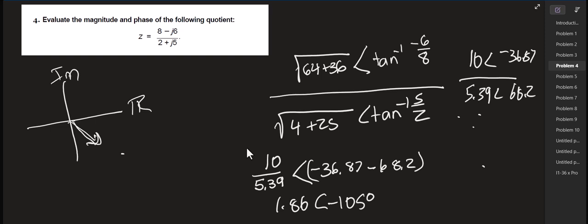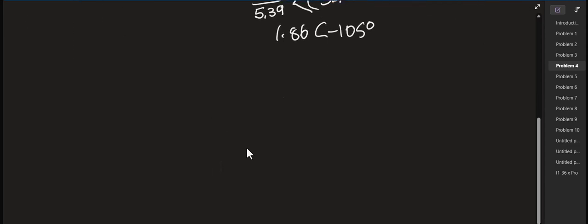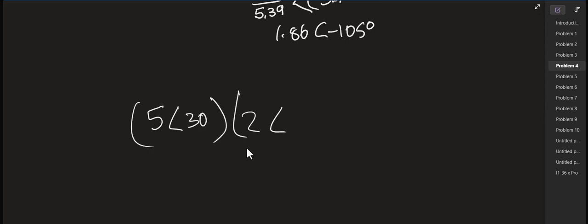Okay, so what this means is whenever you have numbers in polar form, so if I have 5 angle 30 times 2 angle 10, that's easy. That's just 10 angle 40. When you multiply, you add angles, and when you divide, you subtract angles. That's why polar form is easy when you are multiplying and dividing.